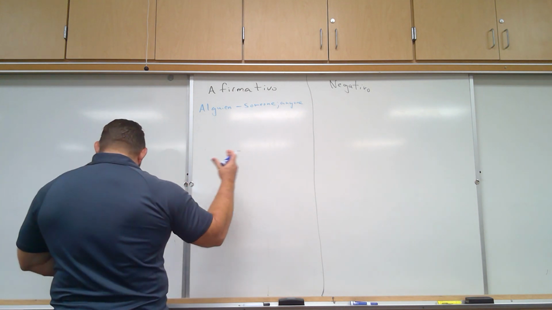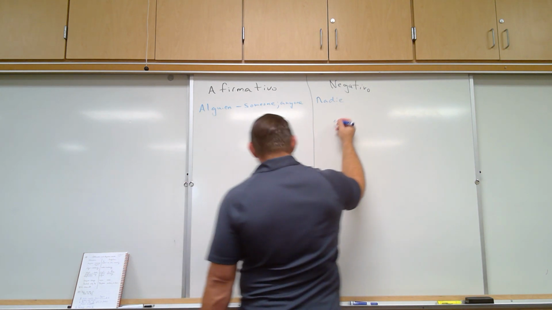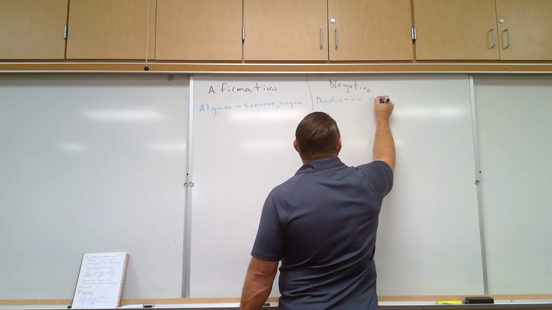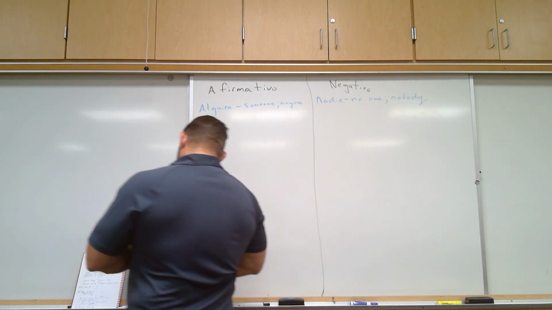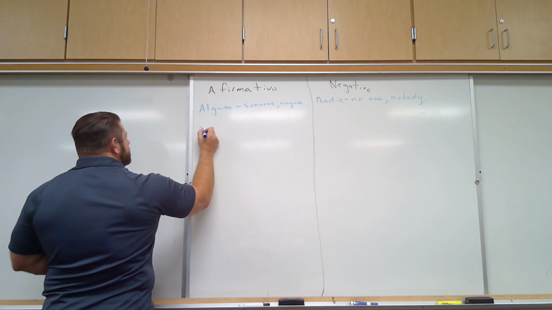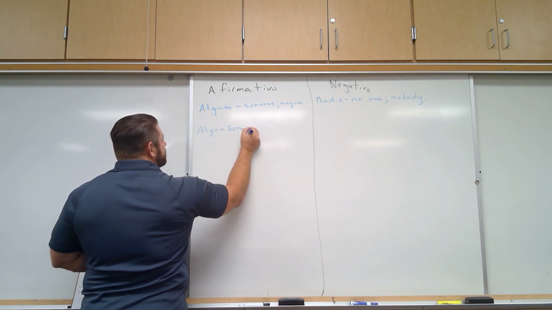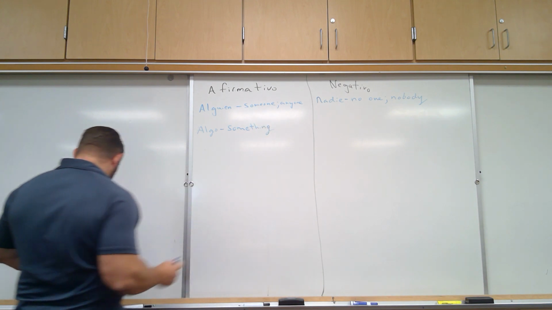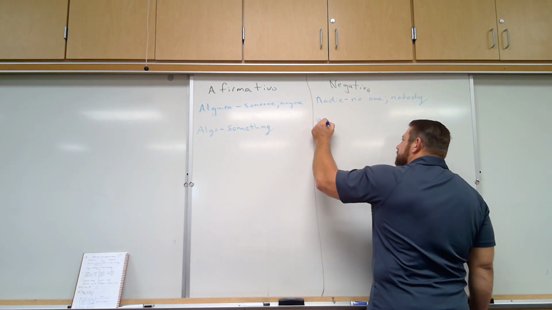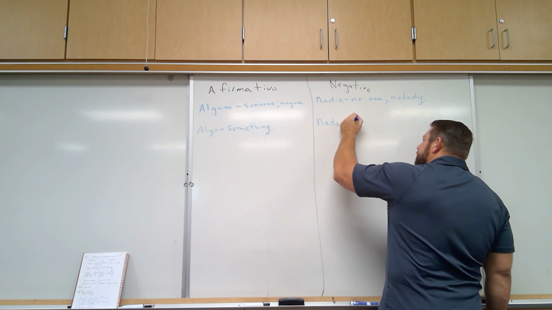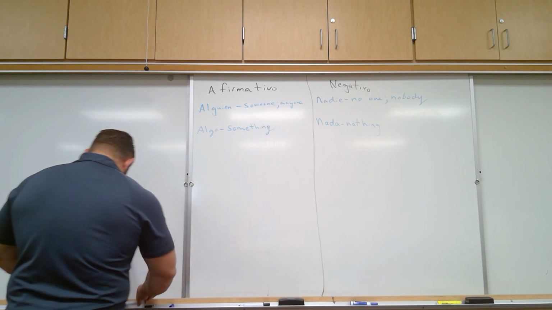So alguien. And then the negative would be nadie, which would be no one or nobody. Literally, nobody. Second one, we have algo, which means something. And then the negative form of that would be nada, which is nothing. No thing, nothing.